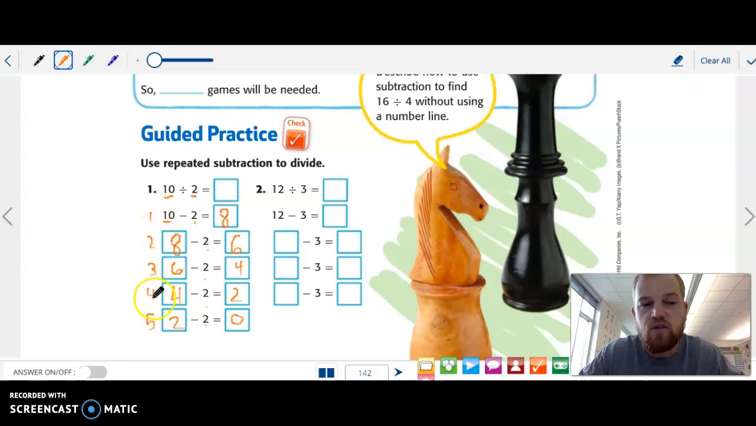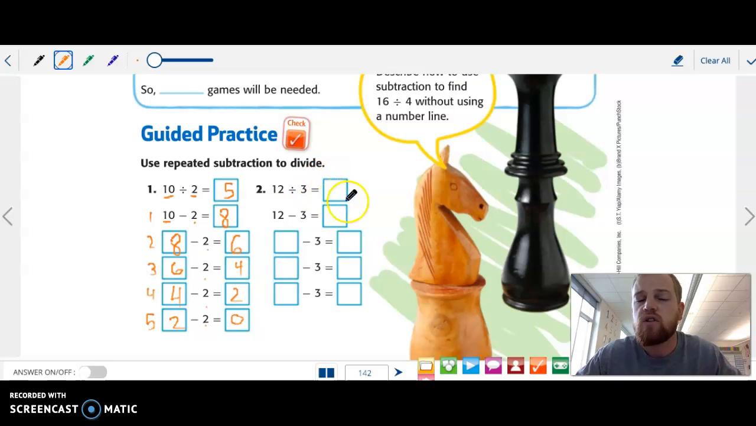Okay? So that tells me now that 10 divided by 2, I count how many times I subtracted. I know I subtracted 5 times, so that means my answer is 5. And this would look the same for number 2 here. So we have 12 divided by 3. Again, I don't know what that is yet.